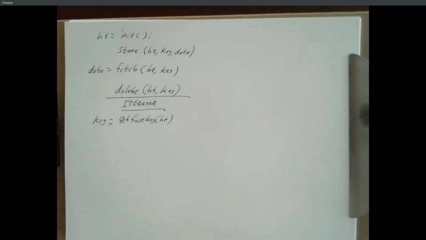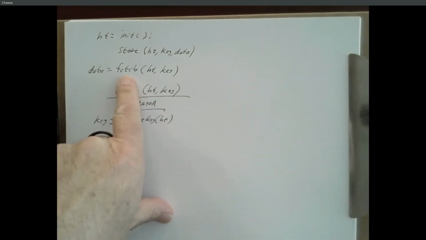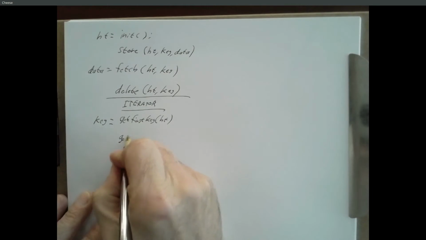Who knows? It might be the first thing in the array. It might be the shortest key. It might be the last key that was stored. No guarantees, right? To the user, it doesn't matter. I just want a first key. And we can take that key, we can say fetch the data, we could print out the key data pair. Okay, if we want another key, we can say get next key.